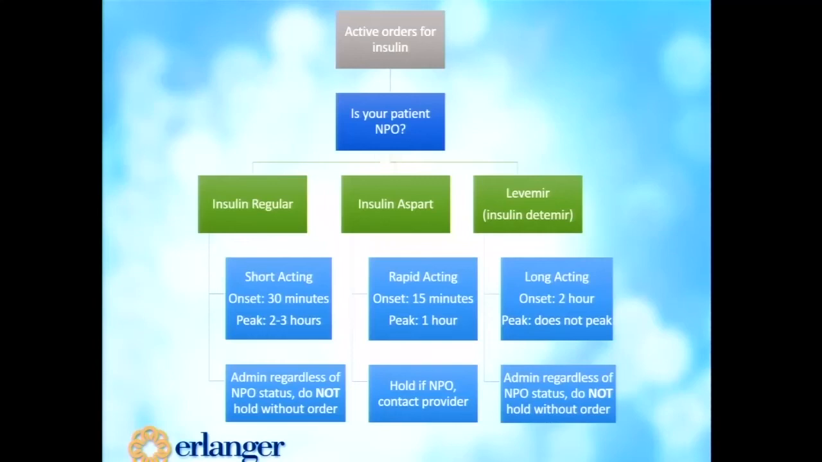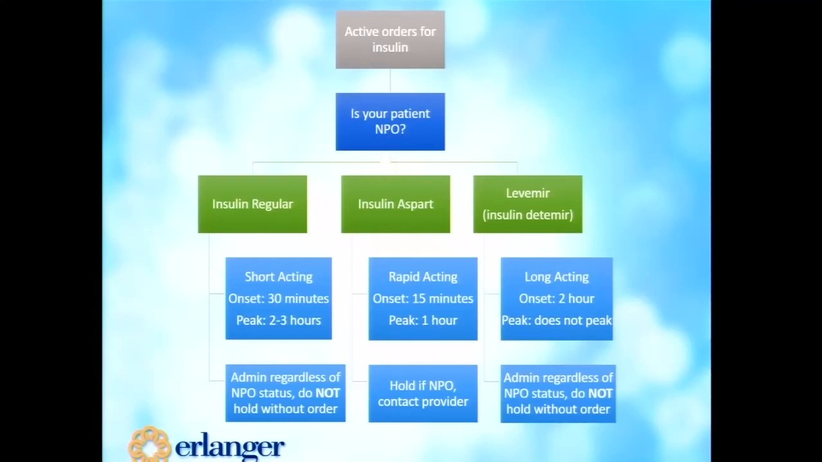So you have active orders for insulin. First step is, is your patient NPO? So that's true NPO. It depends on if they're on tube feeds or not on tube feeds. So if you have a Levemir that's ordered, starting all the way on the right, the Levemir is long acting. The onset takes a couple hours. So if you have a patient with DKA and you start Levemir and you're planning to stop the insulin drip, that's why there's an overlap, just for clarification there.